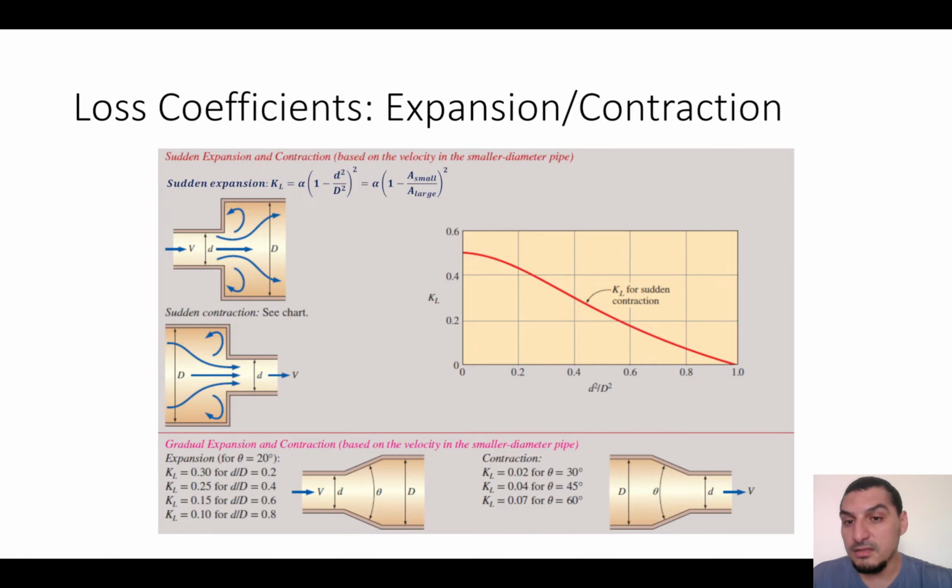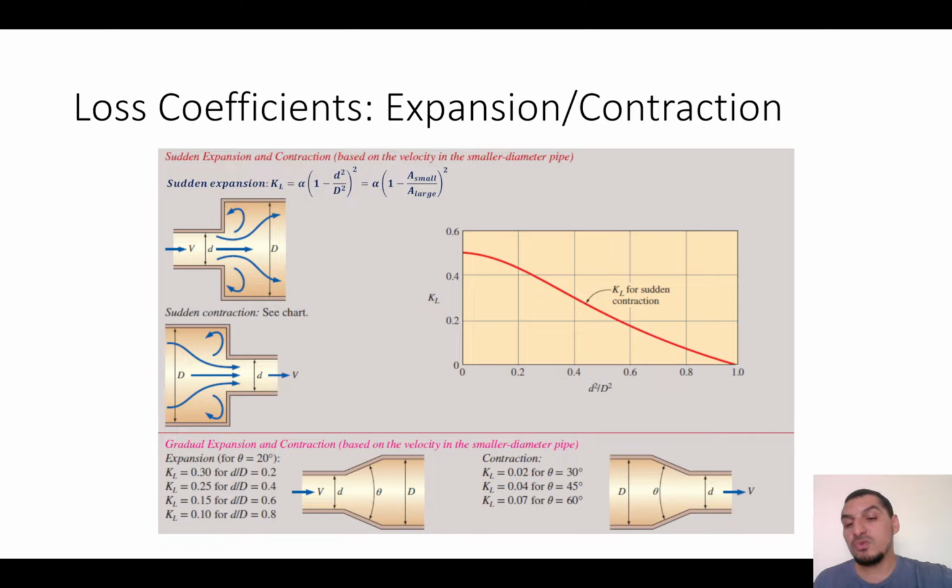The second cause of minor losses is expansions and contractions. By these two terms, we mean that the fluid is flowing through a pipe with a specific diameter, and then the diameter changes to a larger or smaller diameter. If the fluid flows from a small diameter to a larger diameter, then we call it expansion. If it goes from a large diameter to a small diameter, we call it contraction.